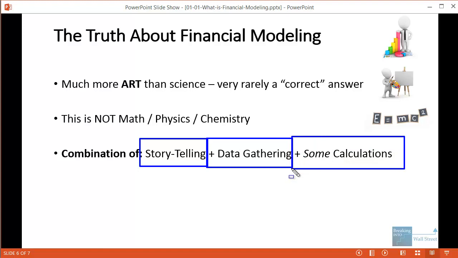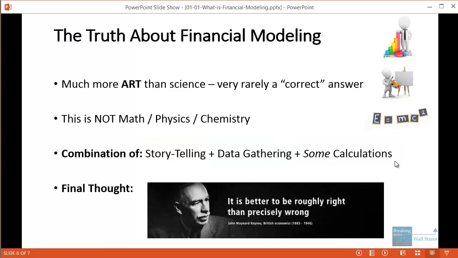But really, in our view, the two parts here in the beginning, storytelling and data gathering, are much more important in most cases than those calculations at the end. The calculations tie together everything, and they allow you to present your findings in a neat package. But if you don't have the story right in the beginning, if you get the narrative wrong, or you don't have the right data, garbage in, garbage out. Your calculations are going to be completely useless.